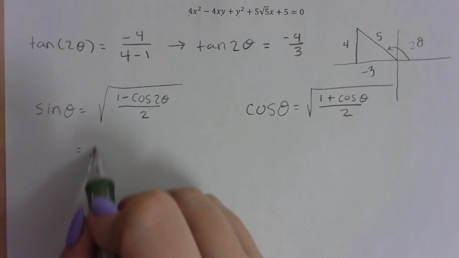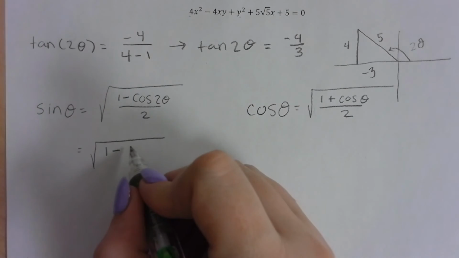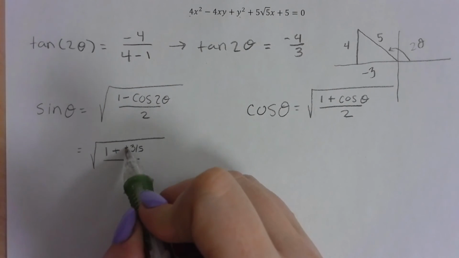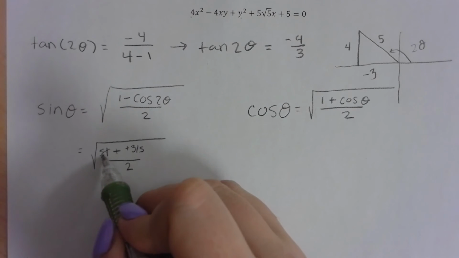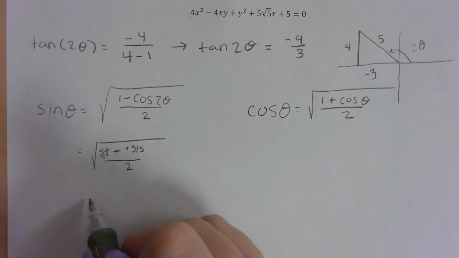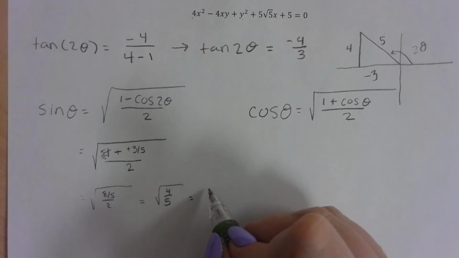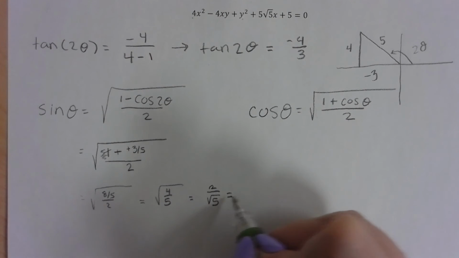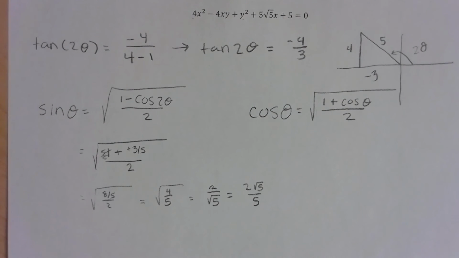So let's figure out what sine and cosine are. So 1 minus cosine, well, cosine is -3 over 5. Subtracting a negative means positive. So 1 would be 5 over 5. That would give us 8/5. So 8/5 over 2 turns into 4/5, which turns into 2 over root 5, which turns into 2 root 5 over 5. Woo! So we finally got sine.